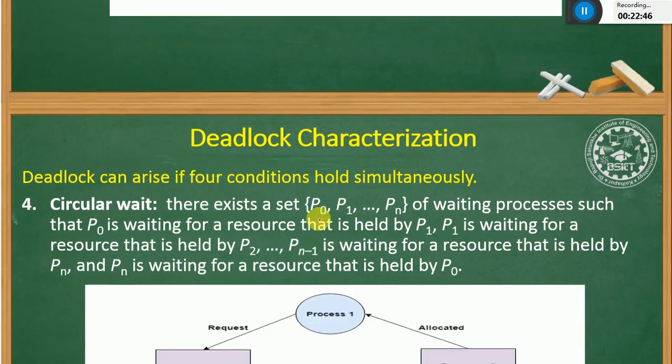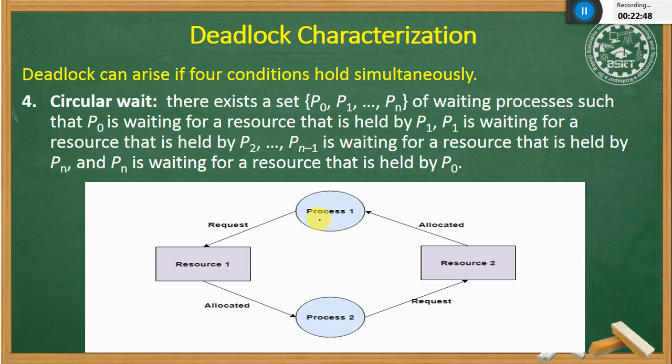The last condition of the deadlock is circular wait. So you already know P1 is waiting for the resource of P2, P2 is waiting for the resource of P3, and Pn is requesting the resource of Pn-1, and Pn is waiting for the resource of P0.